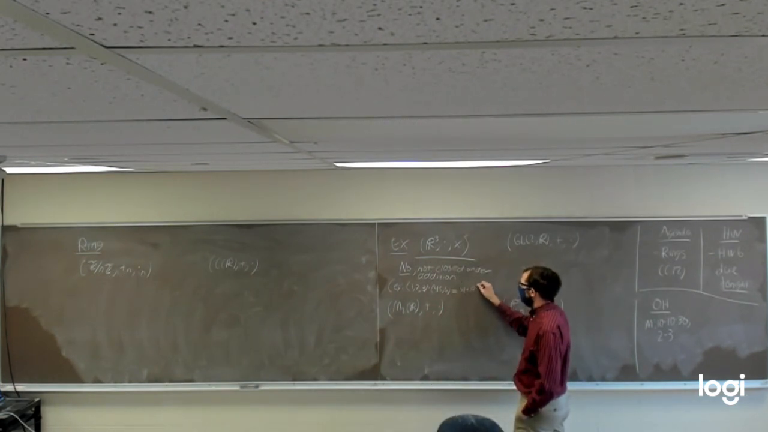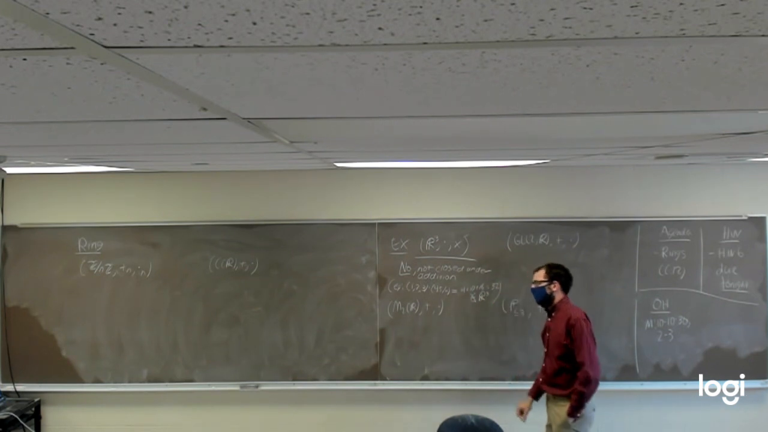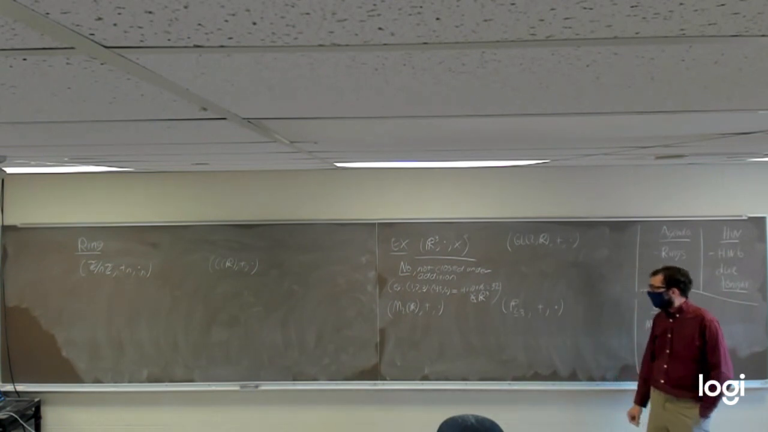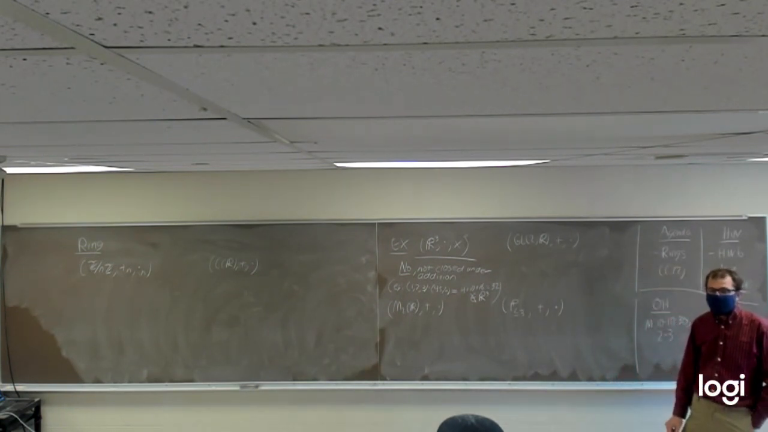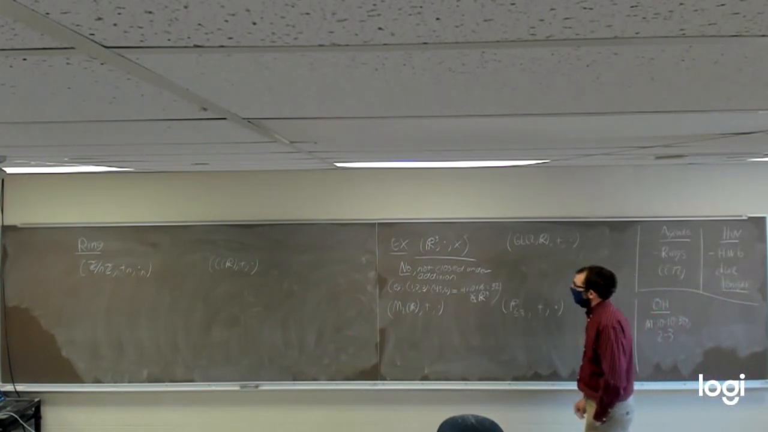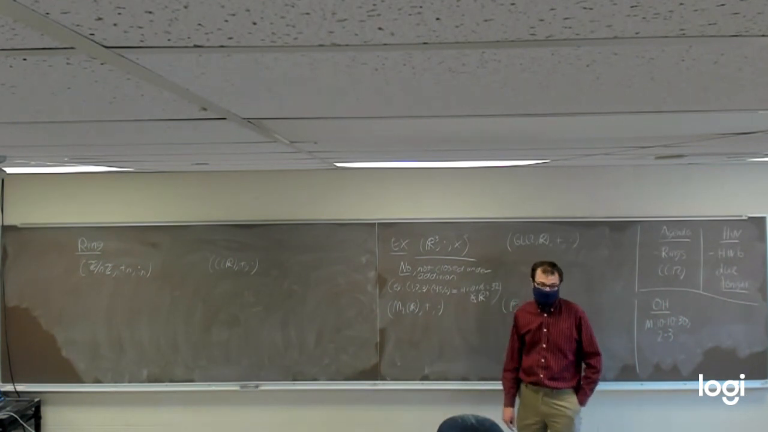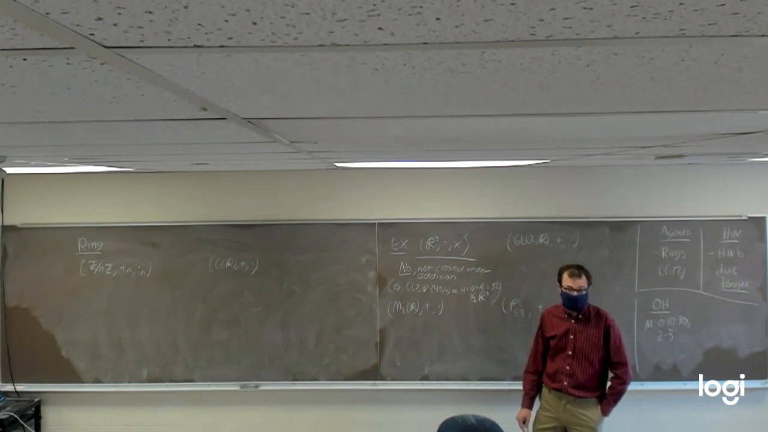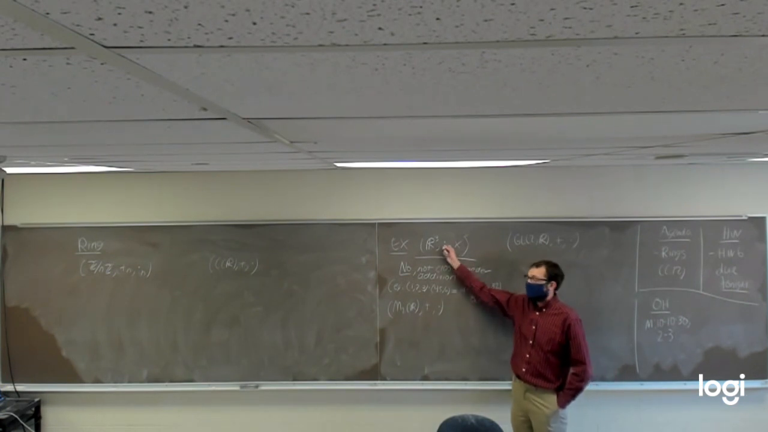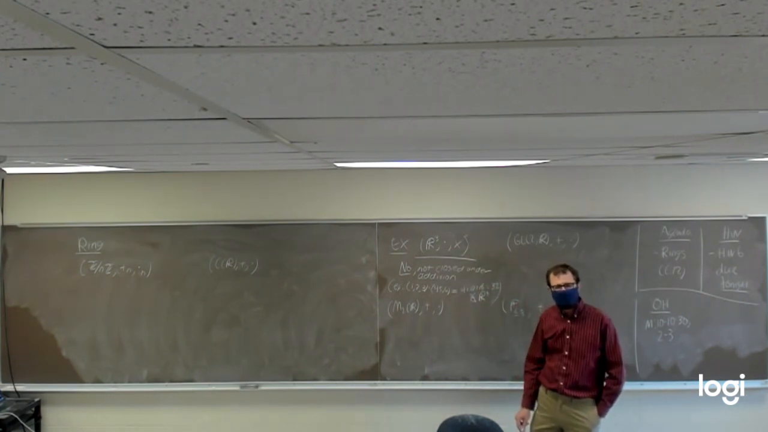4 plus 10 plus 18 equals 32, which is not an element in R3. So R3 does not form a ring where addition is the dot product and multiplication is the cross product, mainly because it doesn't form a group under the dot product, which I think you all had on your first homework.